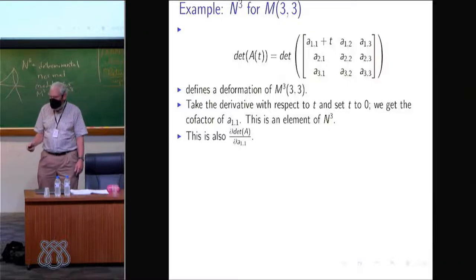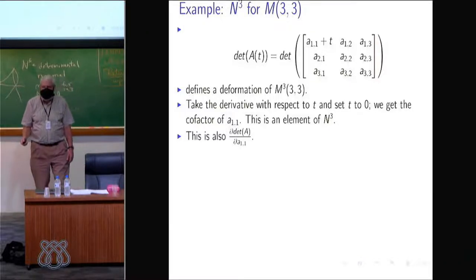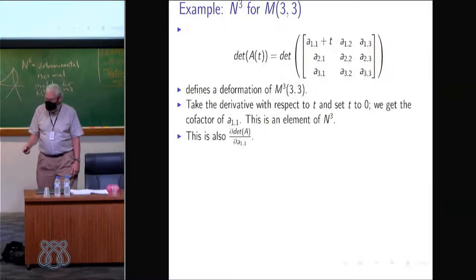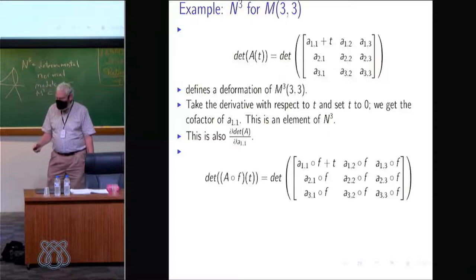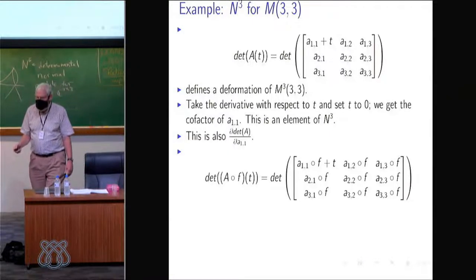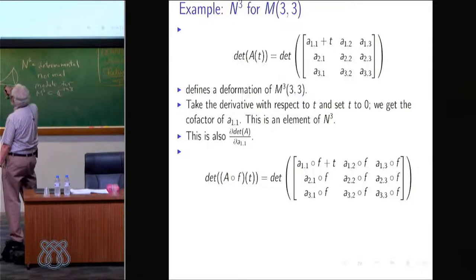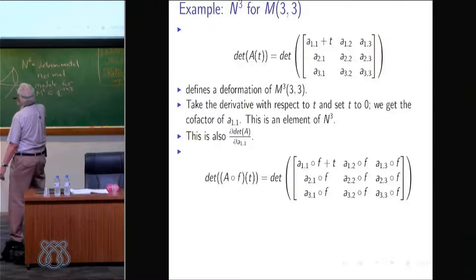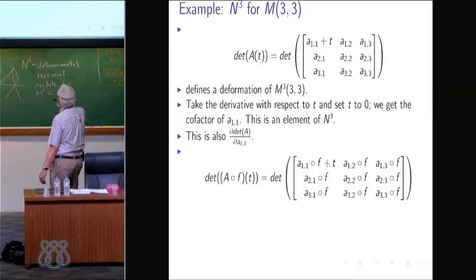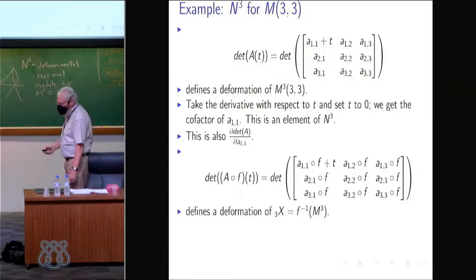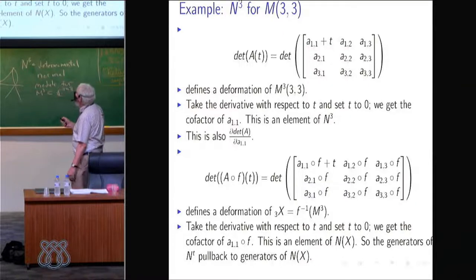But on the other hand, it's also the partial derivative of the determinant with respect to the variable A11. And so I could also compose my deformation. I could compose A with my F, and I could deform it this way also, okay? So if I do this, then I have a deformation of X3 of f inverse of M3. What does this notation mean? It means it's the pullback of the matrices where the rank is less than 3.